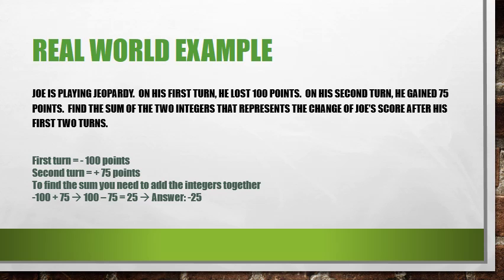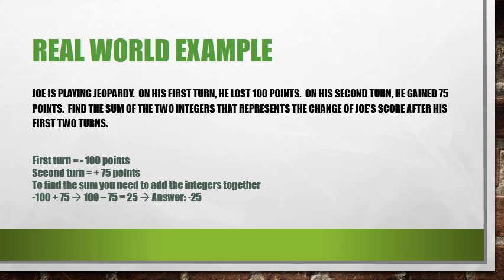So in his first turn, he lost 100 points. So that would be negative 100. But then on his second turn, he gained 75. So that would be a positive 75 points. And in order to find the sum, you just add the integers together.